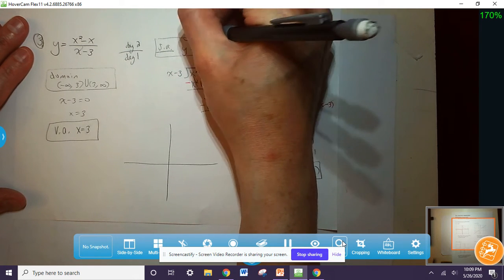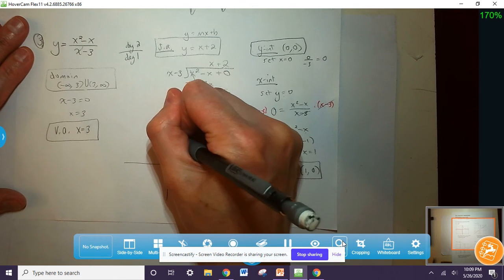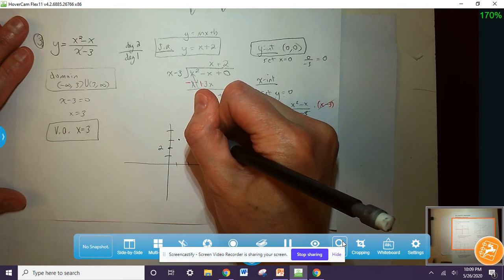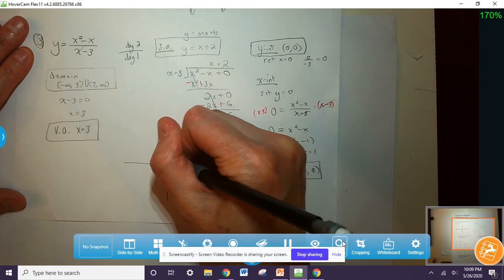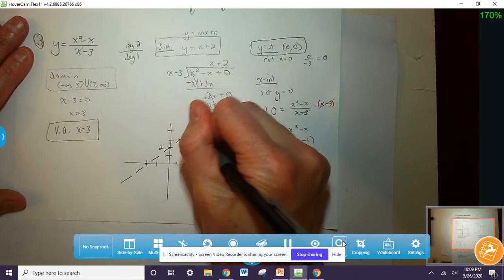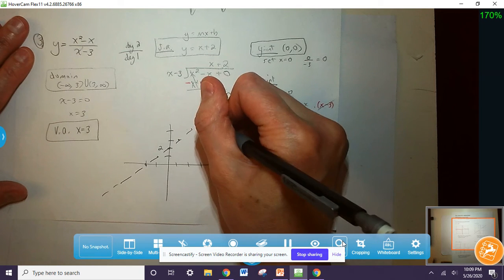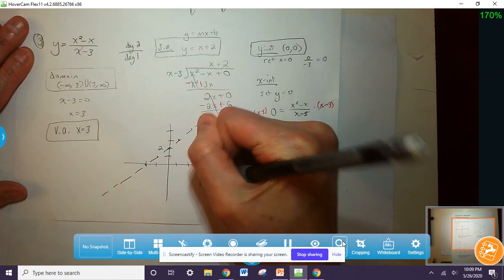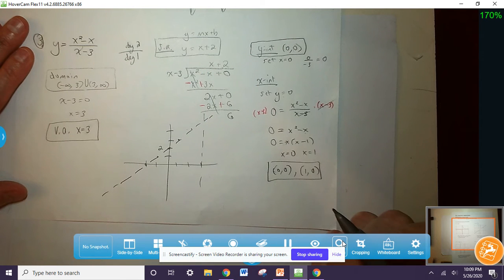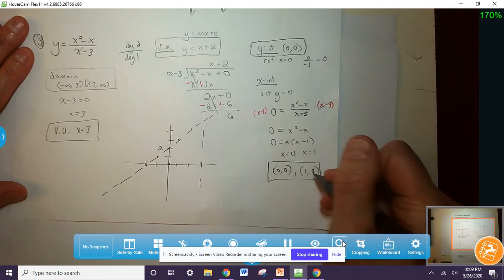So we have a y-intercept at 2, and then we have a slope of 1. So from 2, we're going to go up 1, right 1, up 1, right 1. We can also go down 1, left 1. And that's our slant asymptote. We have a vertical asymptote at x equals 3. And then we also have a y-intercept at 0, 0, and an x-intercept at 1, 0.